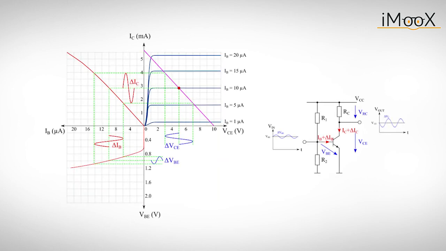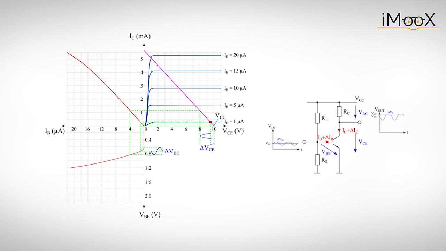In a second step, we can amplify a small AC voltage delta VBE at the input, which leads to a corresponding AC current delta IB at the base, an amplified AC current delta IC, and finally an amplified voltage delta VCE at the output. By using this representation of the behavior of a transistor, we can also see what happens if we choose our biasing point wrong.